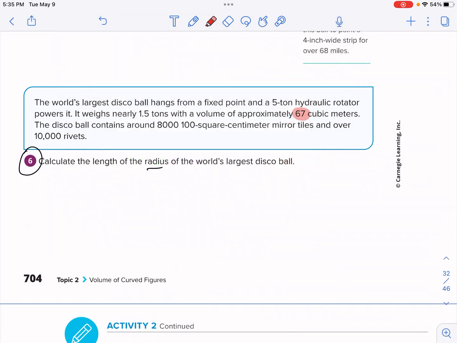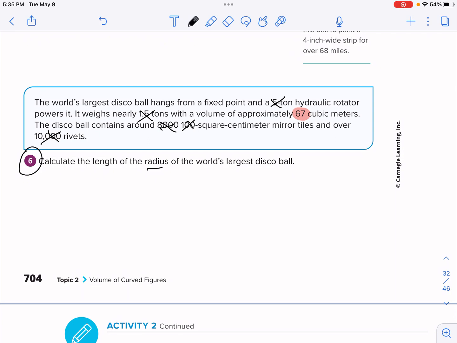So, right, it's 67 of these cubes that are a meter tall. The disco ball contains around 8,100 square centimeters of mirror tiles and over 10,000 rivets. I don't know what that means, but with this, you have to be careful. These other numbers here may seem important, but they're not. These are what are called red herrings. Red herrings are information that a problem gives you that is not necessary to complete that problem.